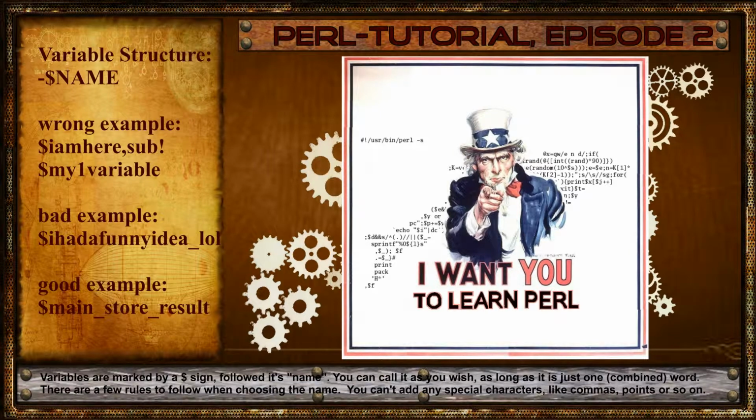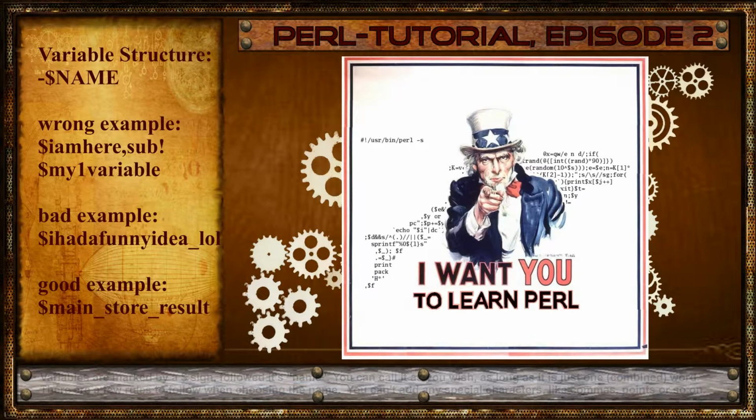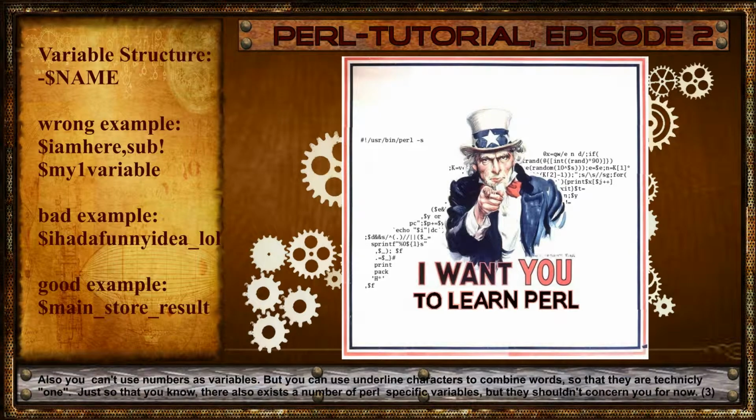Variables are marked by a $ sign, followed by its name. You can call it as you wish, as long as it's just one combined word. There are a few rules to follow when choosing the name. You can't add any special characters, like commas, points, or so on. Also, you can't use numbers as variables. But you can use underline characters to combine words, so that they are technically one. Just so that you know, there also exist a number of Perl-specific variables, but they shouldn't concern you for now.